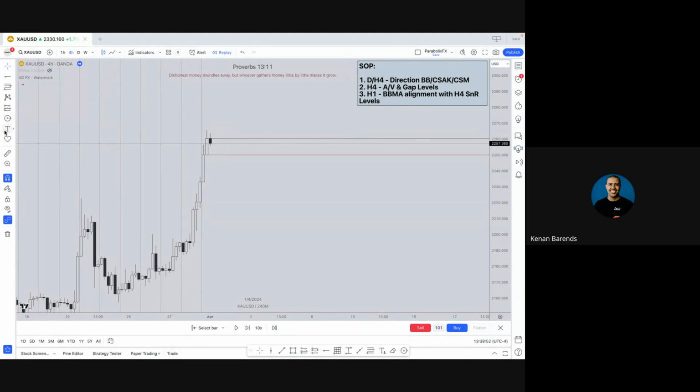candlestick anatomy. What's the word I'm looking for? Candlestick anatomy.